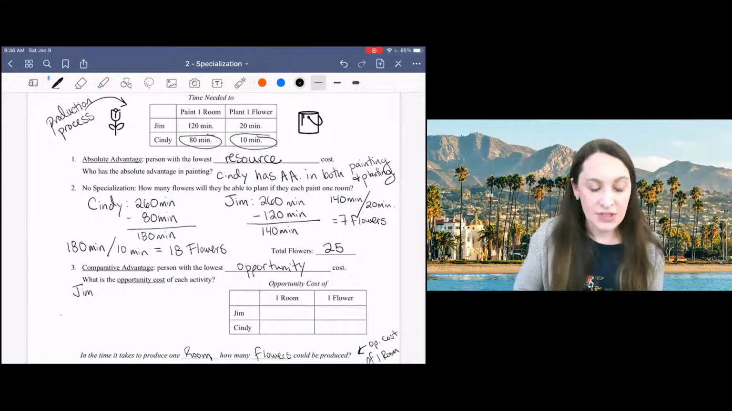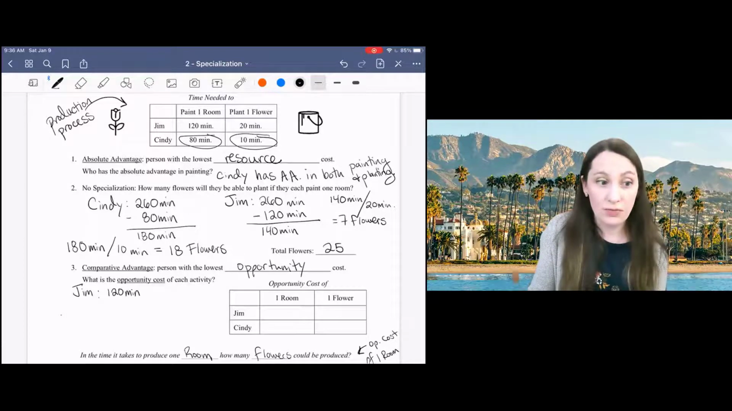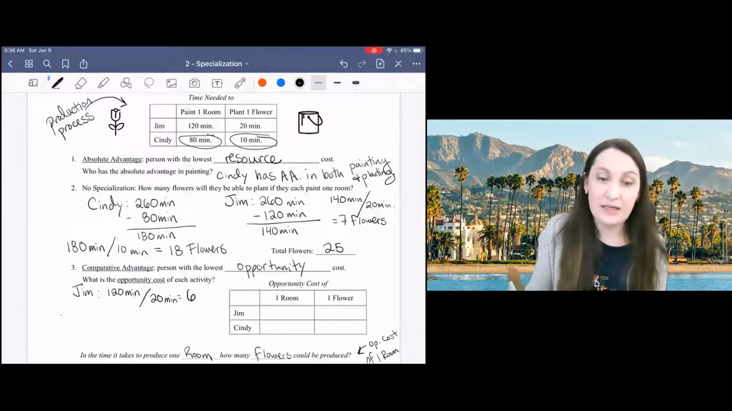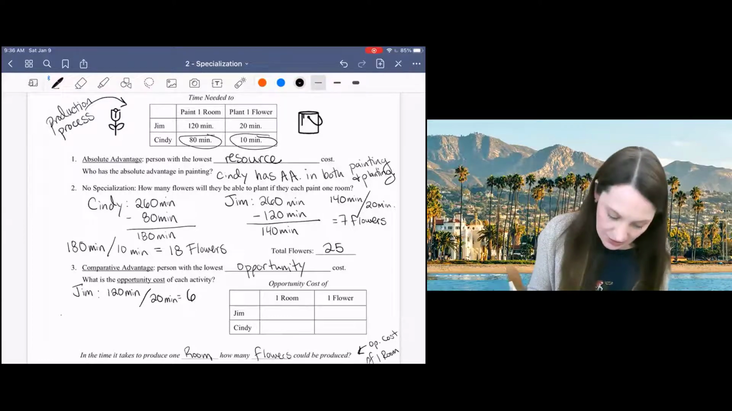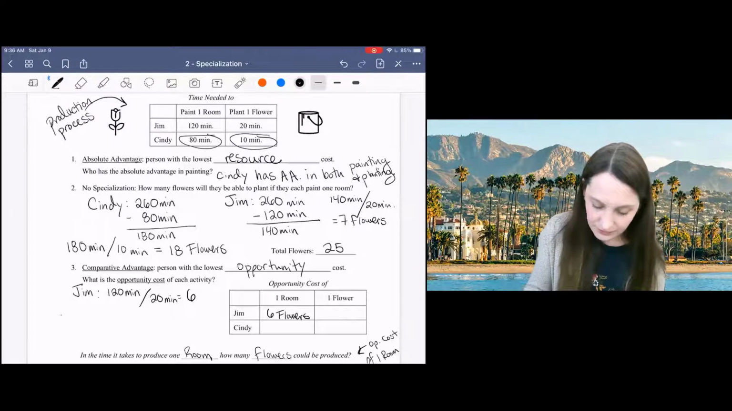All right, so for Jim, it takes Jim 120 minutes to paint a room. And in 120 minutes, Jim could have planted 6 flowers. So in our table here, you can see the opportunity cost of one room is 6 flowers.